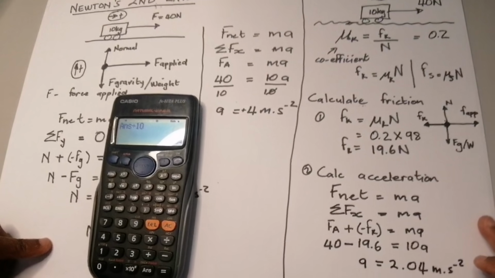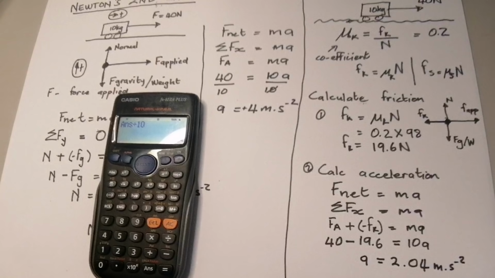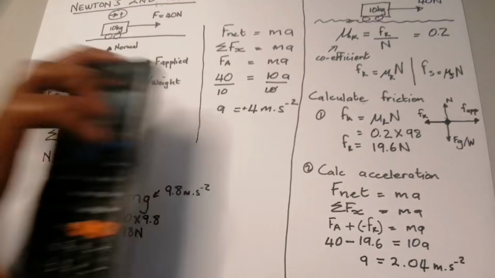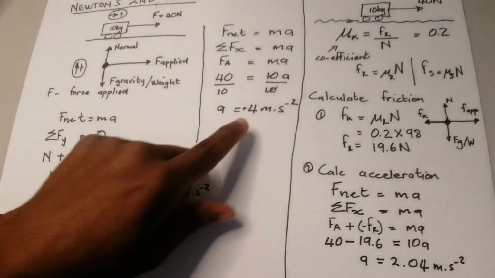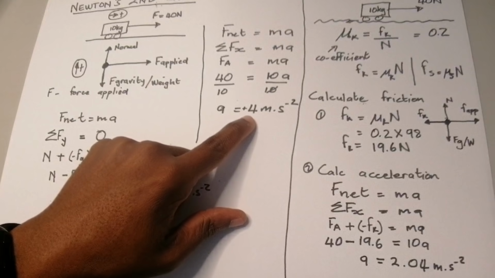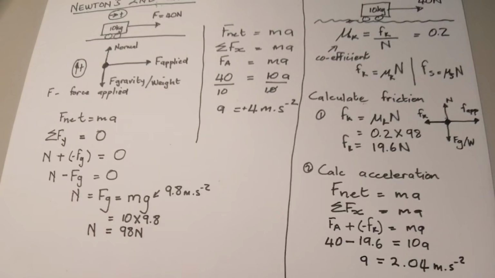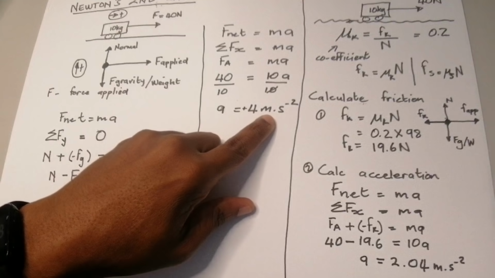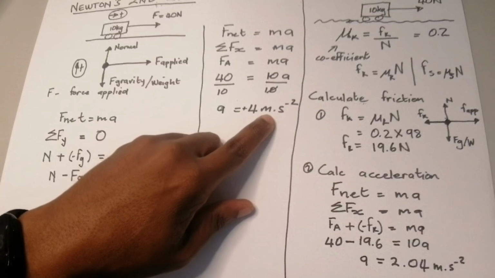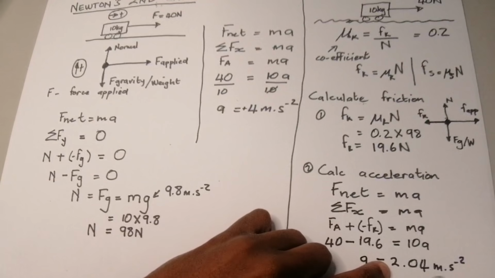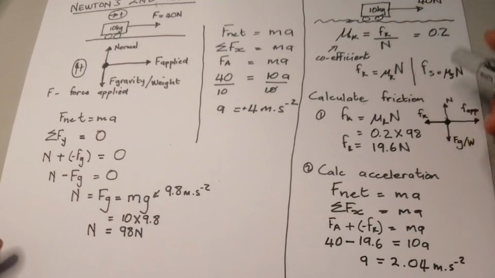Now, if you think about it, it's the same object. Initially it was accelerating, meaning it was increasing its velocity every second by 4 meters per second. But now all of a sudden the acceleration has been reduced. And why is that? Because we had friction that was opposing the motion of the object. All right, I hope that makes sense.